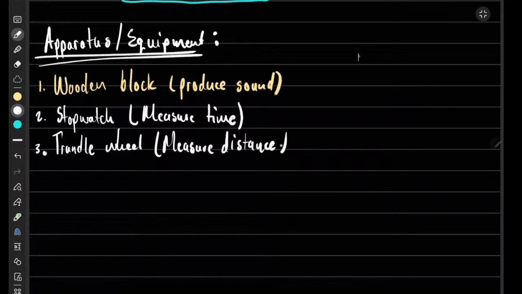Yes, that's a trundle wheel. It looks something like this, then it has a wheel at the bottom like that. So it has a wheel. This is what they call a trundle wheel.